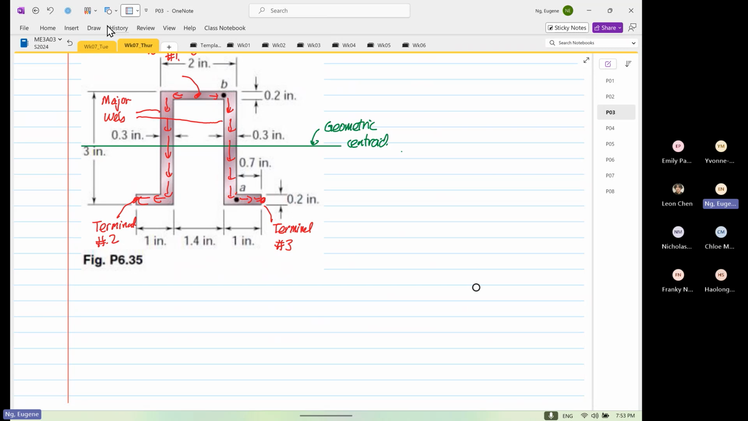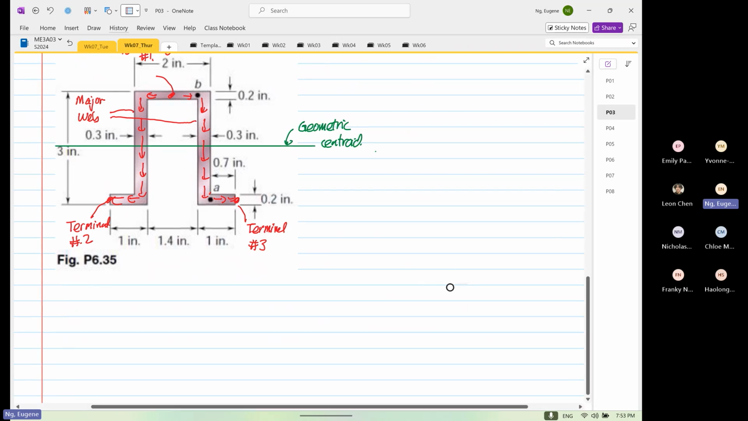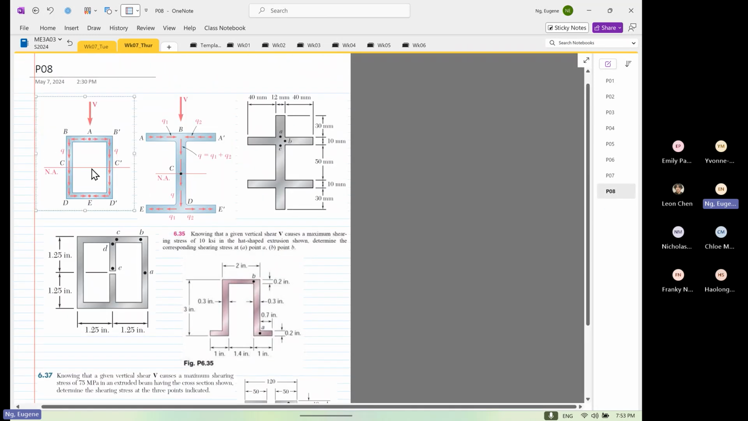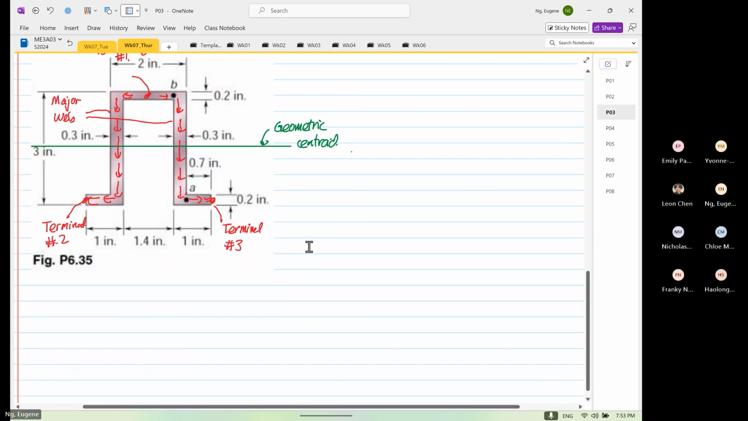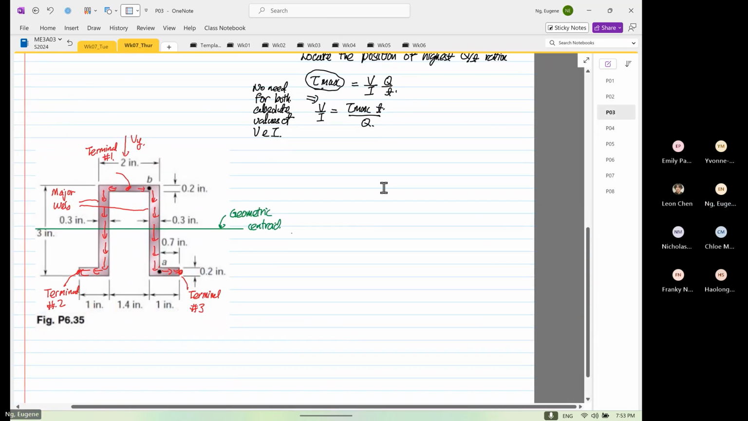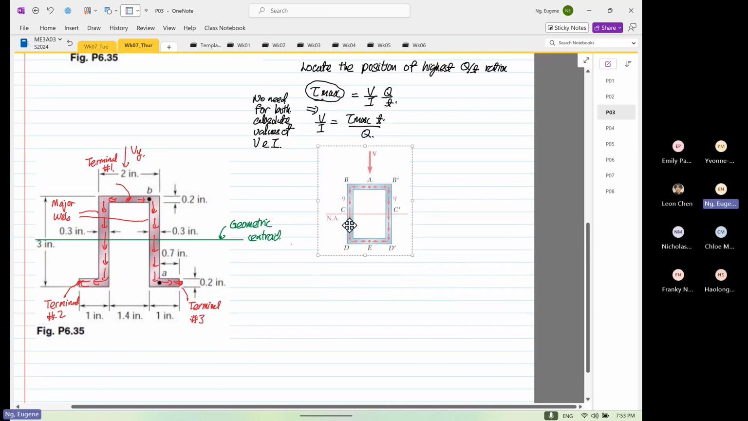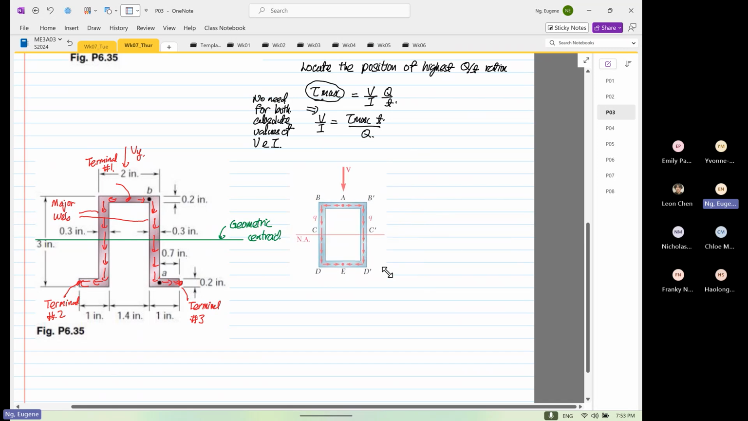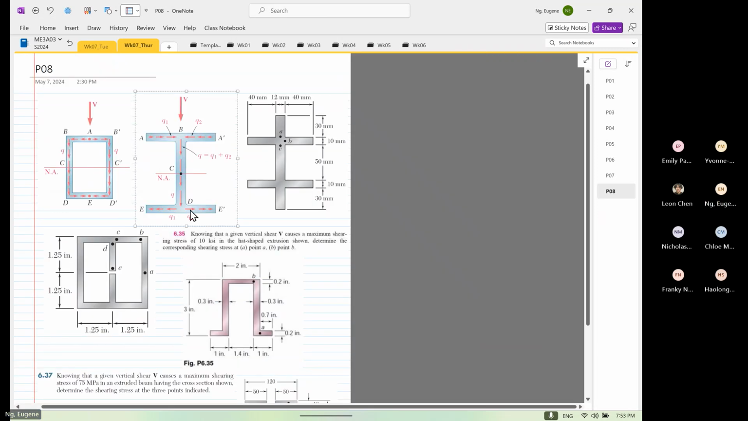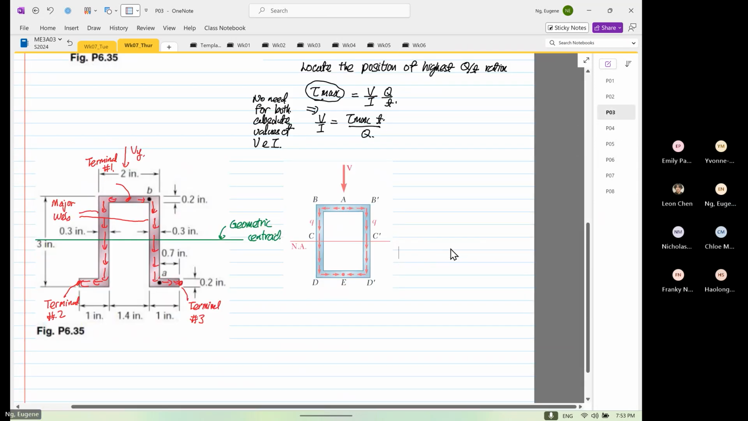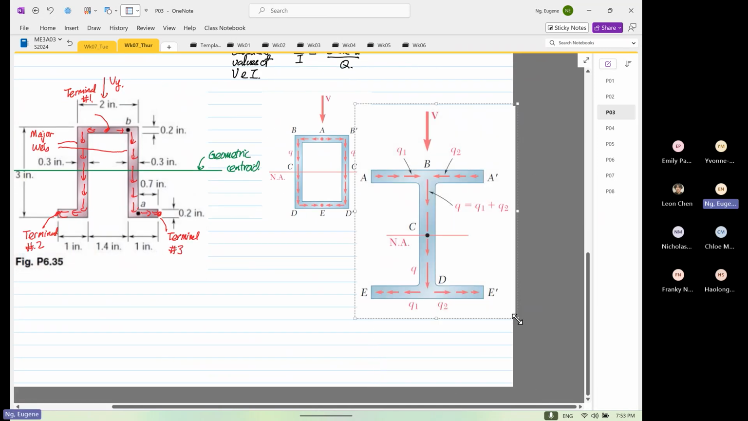Is this a box beam, or is it a wide flange? So let me get the images. Okay, the figures for box beam. I don't like when they call that a neutral axis. Okay, it's a geometric centroid. You guys know that by now. So this is a box beam, and over here, this is a wide flange.